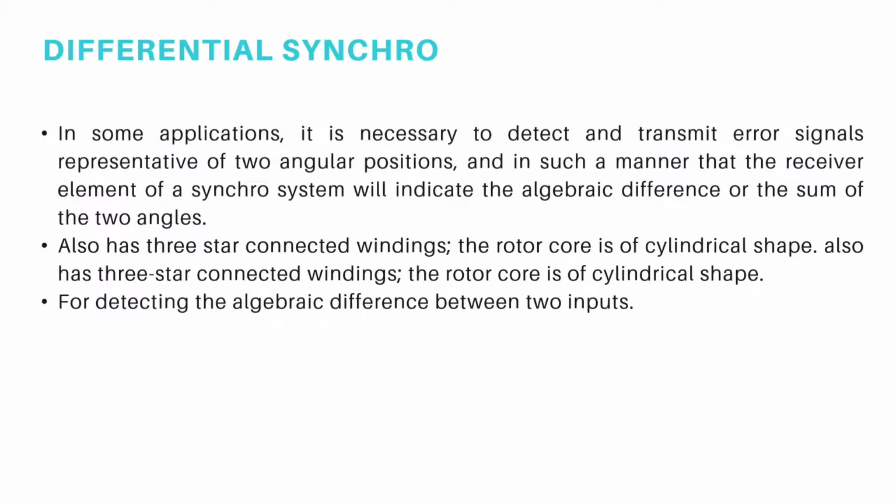Differential synchro. In some applications, it is necessary to detect and transmit an error signal representative of two angular positions, and in such a manner that the receiver element of the synchro system will indicate the algebraic difference or the sum of the two angles. It also has three star connected windings and the rotor core is of cylindrical shape, for detecting the algebraic difference between two inputs.